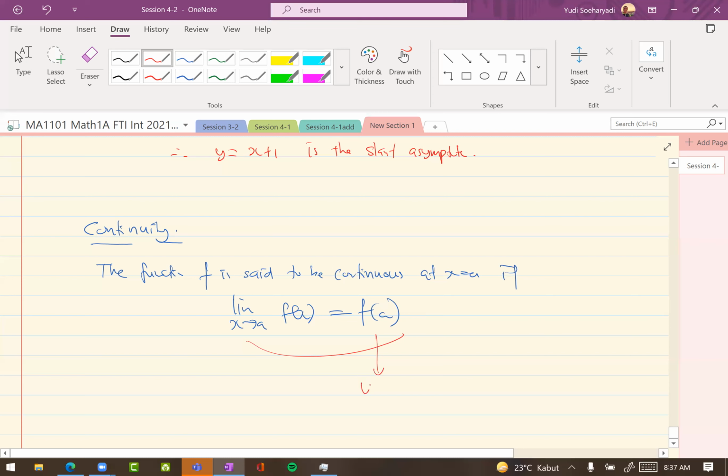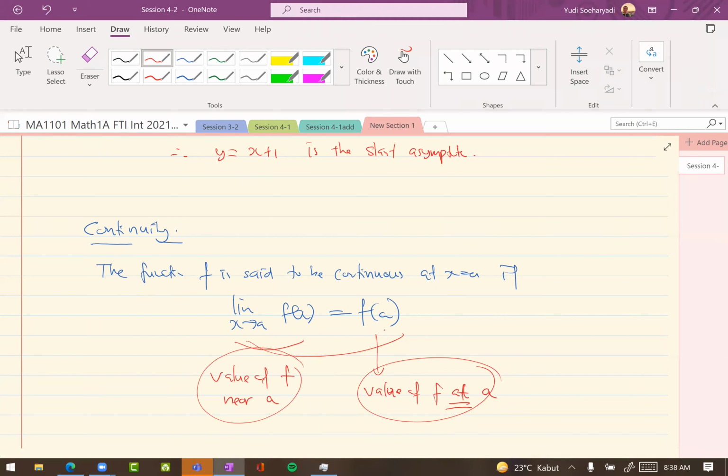All right, so this is the value of f at a, the value of f near a. This is what we called earlier the easy case, when computing the limit is nothing but substituting a into f. So this is what we call continuous.